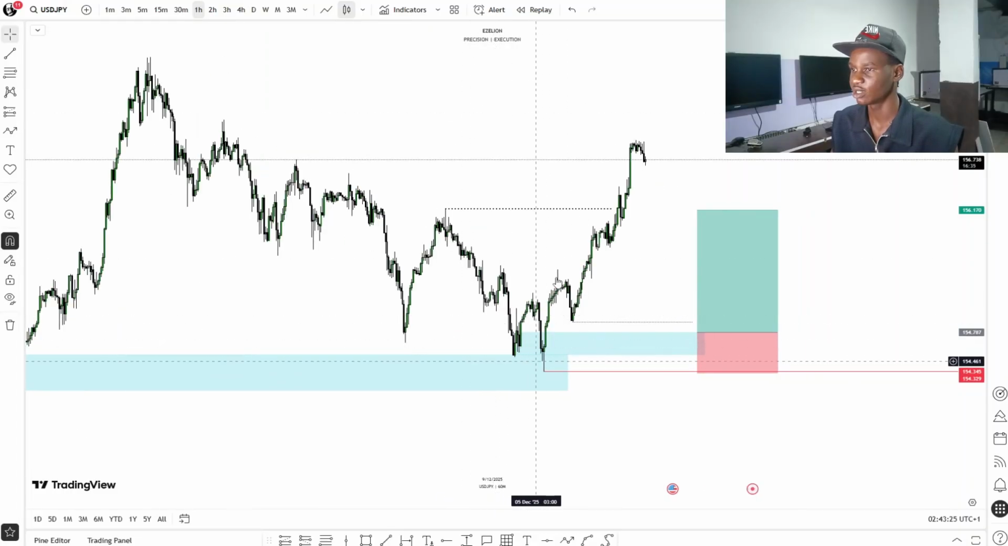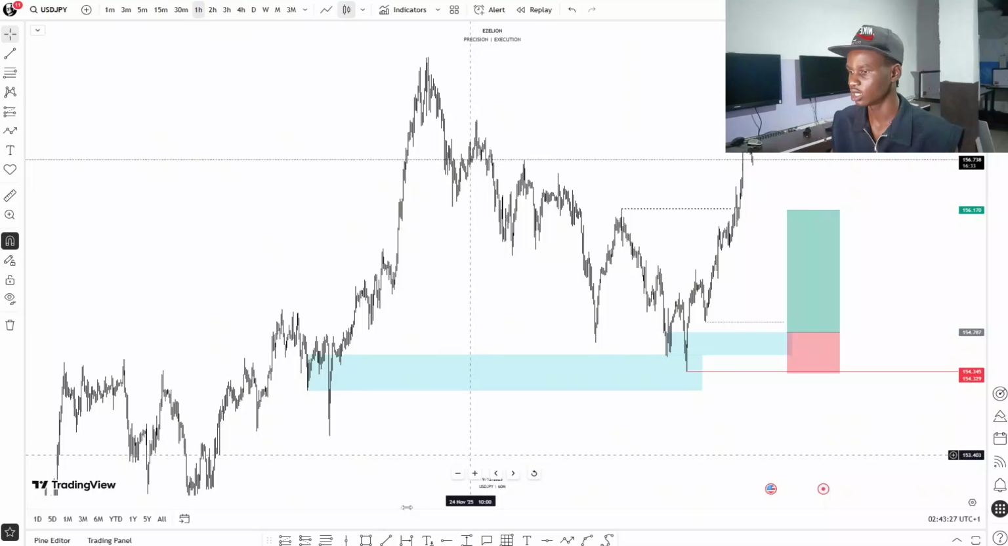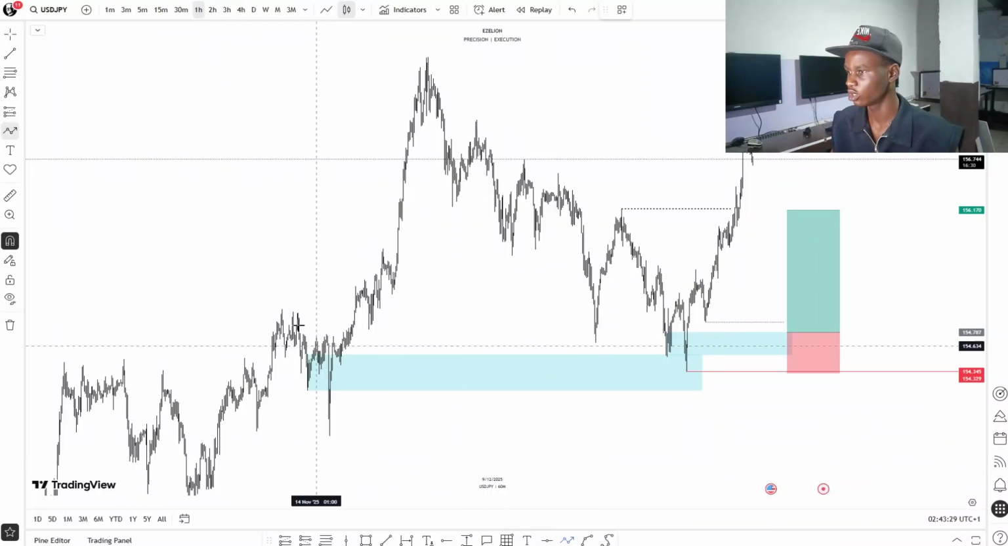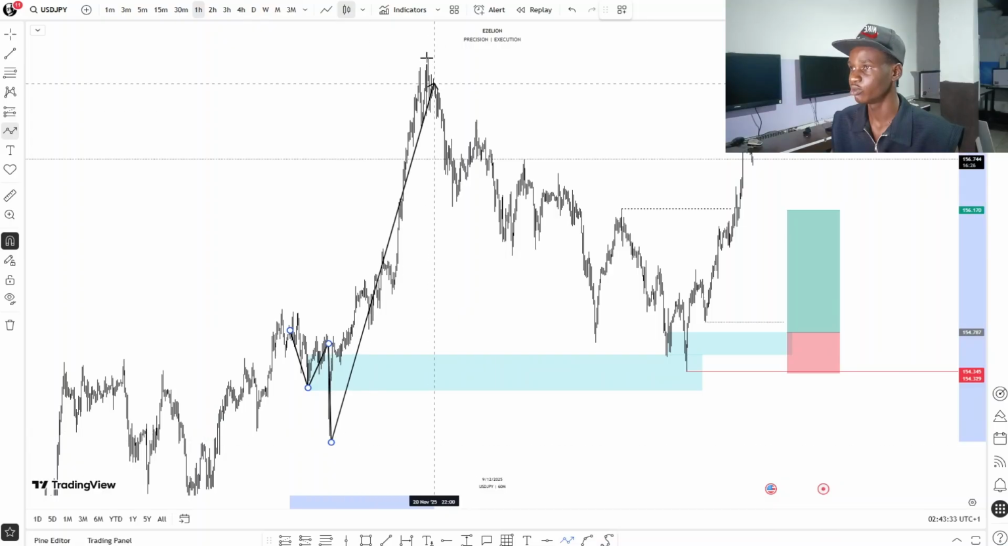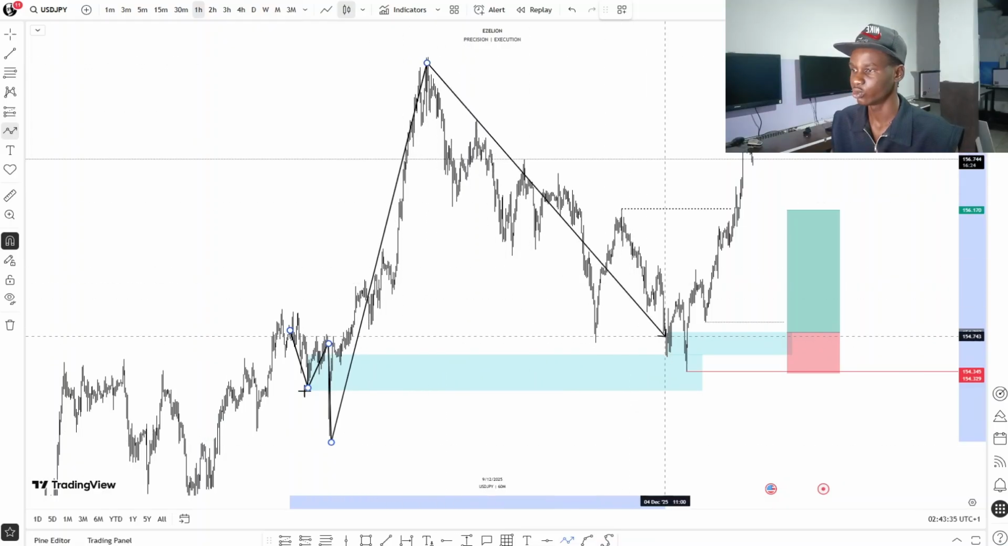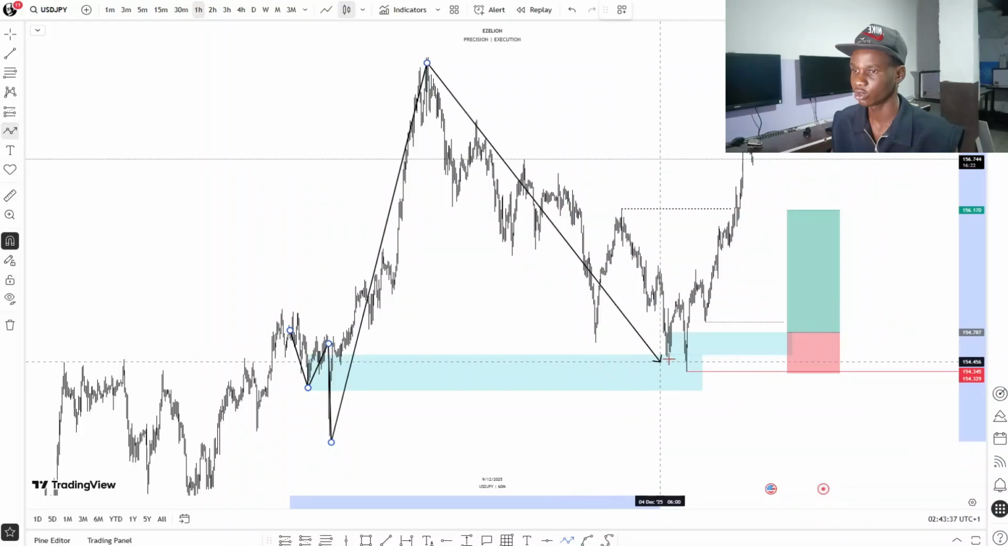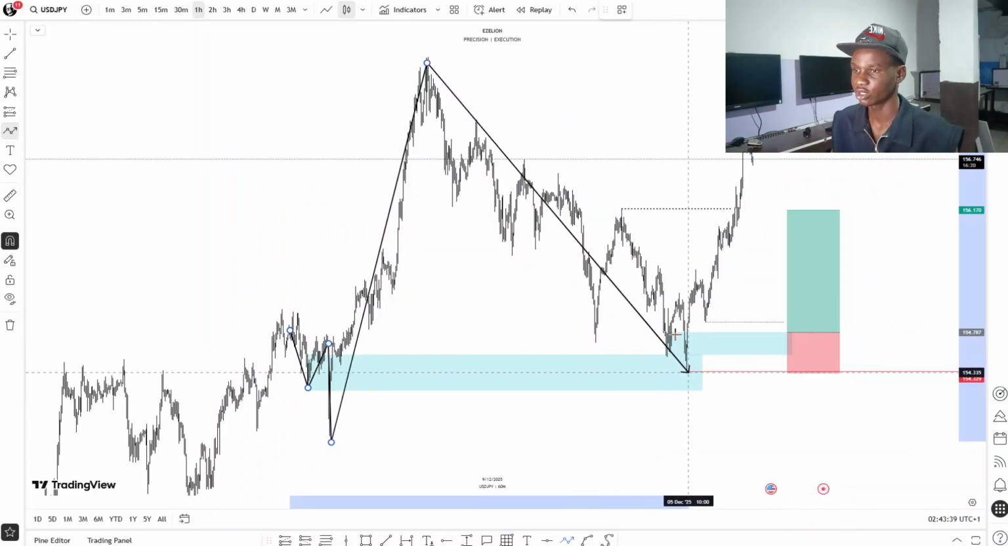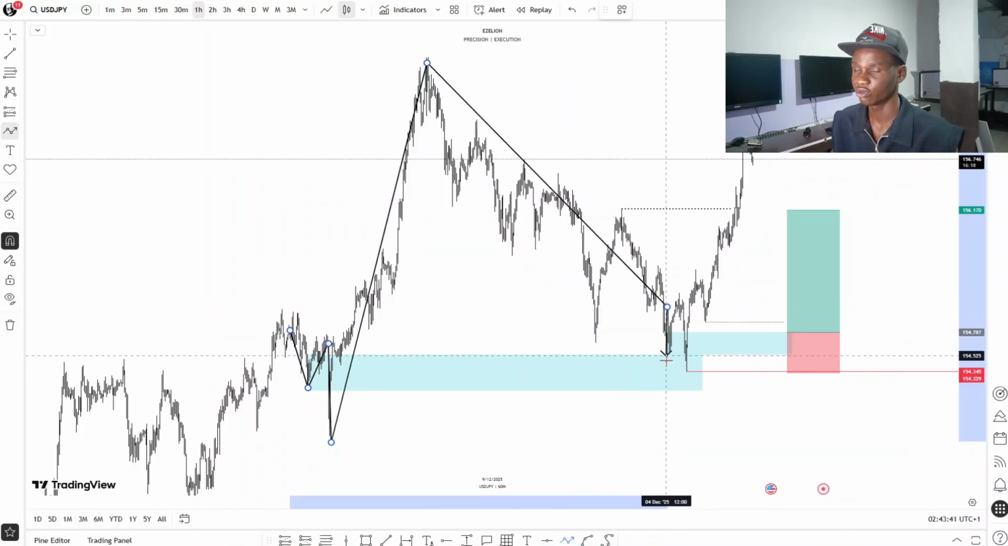Now we have the same pattern. Let me try to draw it out. We have a liquidity sweep, then a break of structure, then we take our entry at the failed order block, and then you can see that we had a reaction. But before we had the reaction, if you have not watched the video I made, I think I titled it how to take market structure entry, you can go and check out that video.